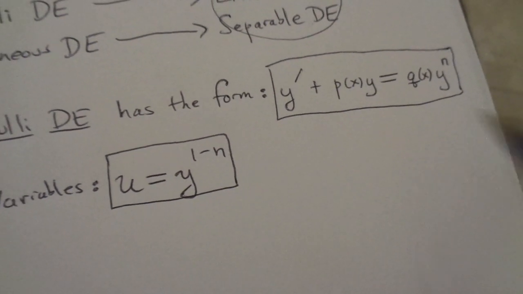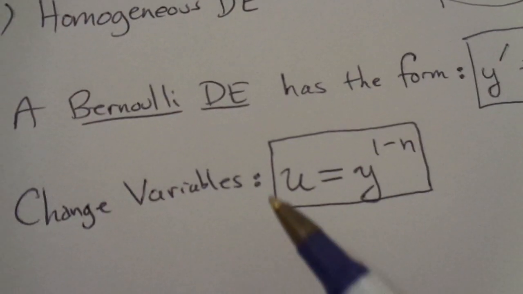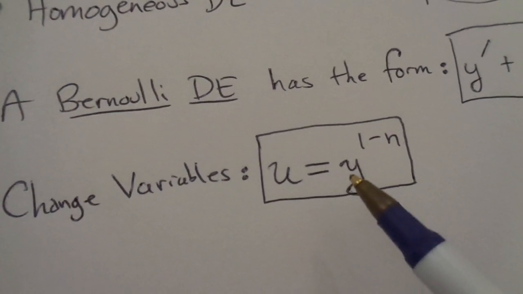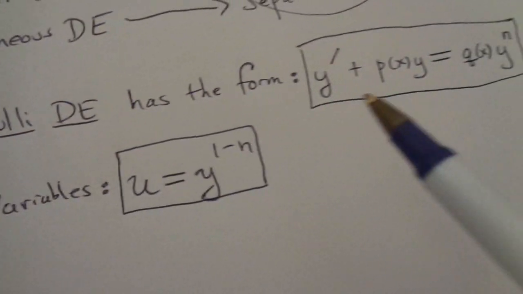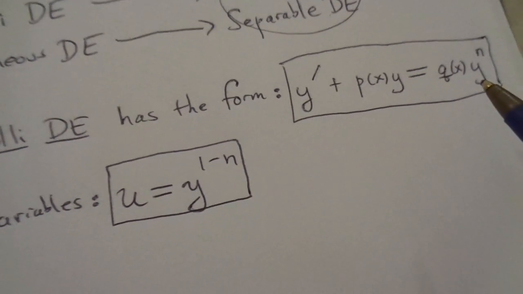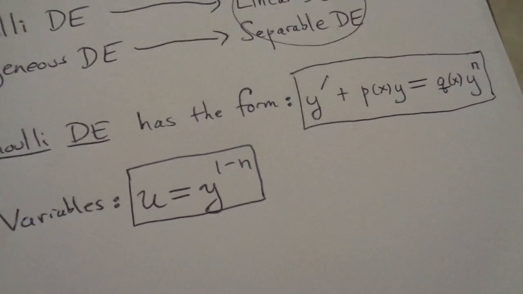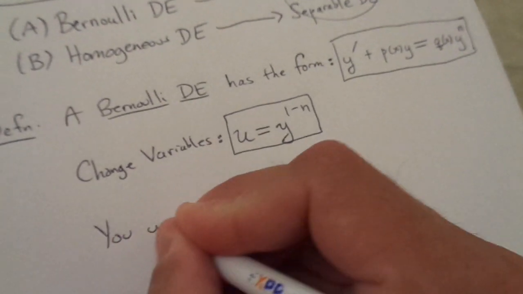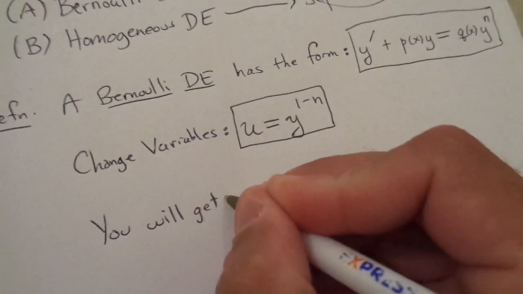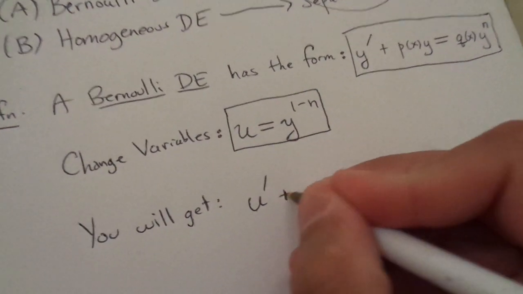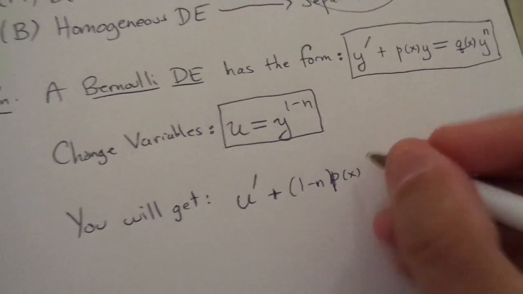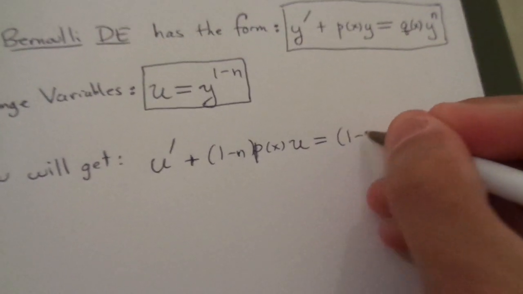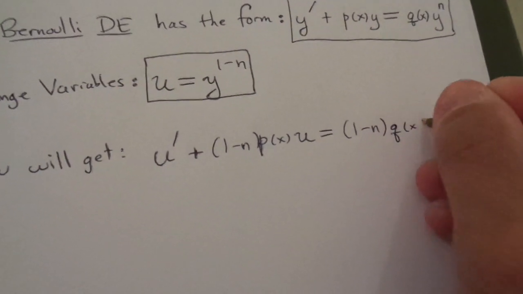I'm simply going to tell you what you're going to get if you take every single place that you see a y and turn it into terms of u. That's what a change of variables does. We get rid of all of the y's in this equation and come up with a new equation that only has u in it. Here's what you're going to get: u prime plus 1 minus n times whatever the original p of x was times u equals 1 minus n times q of x.